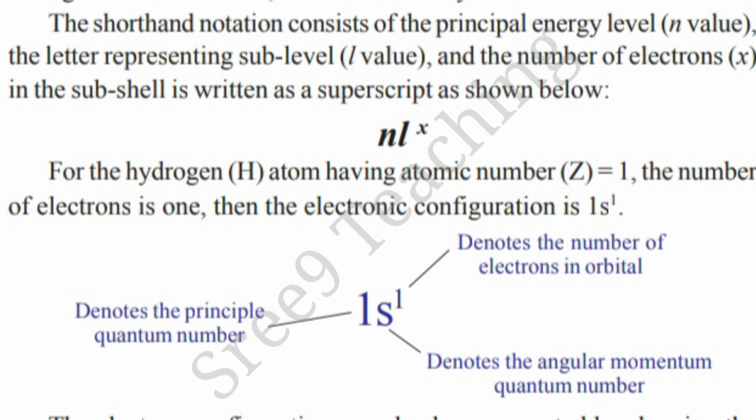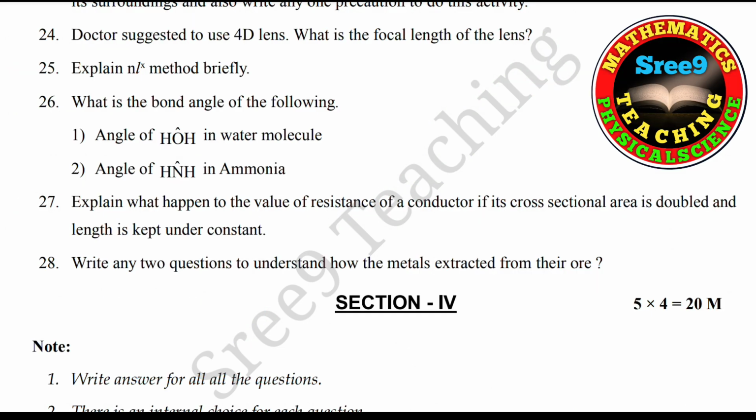Now, for example, for the hydrogen atom having atomic number Z equal to 1, the number of electrons is 1. Then the electronic configuration is 1s1. Here the 1 on the left denotes the principal quantum number, s denotes the angular momentum quantum number or the orbital, and the superscript 1 denotes the number of electrons in the orbital. This is the nlx method.